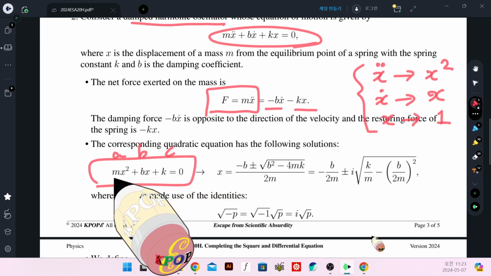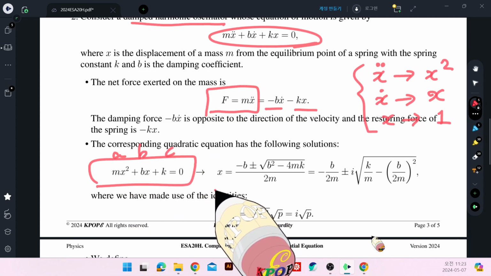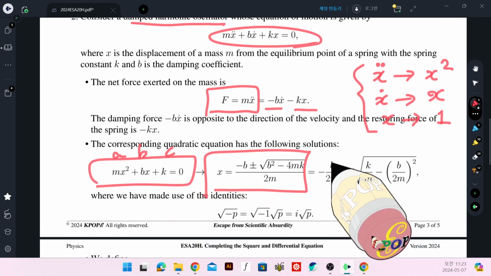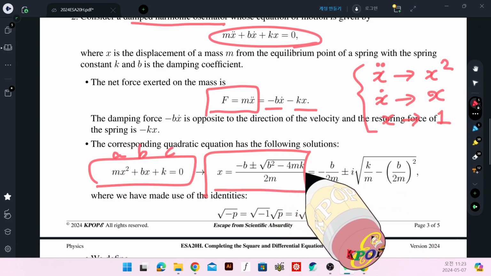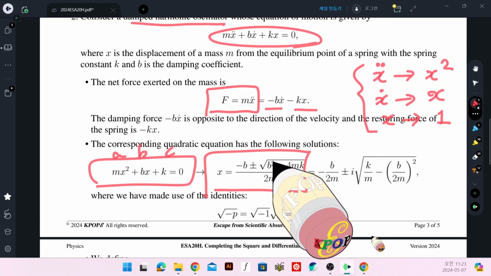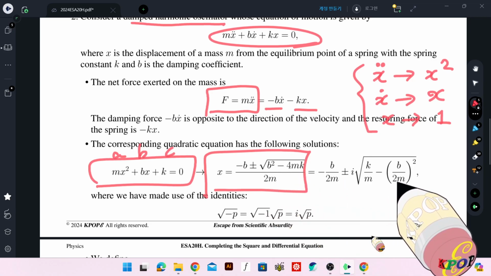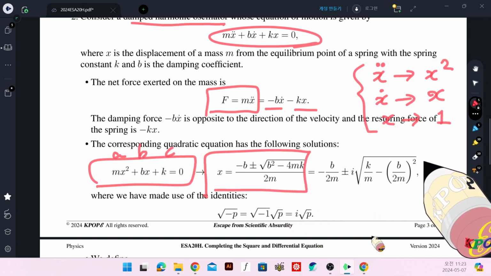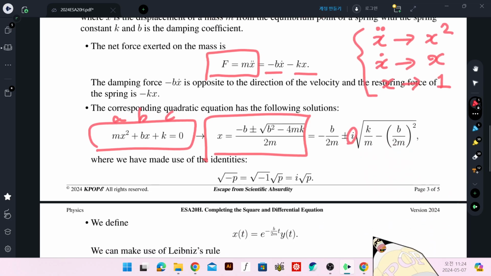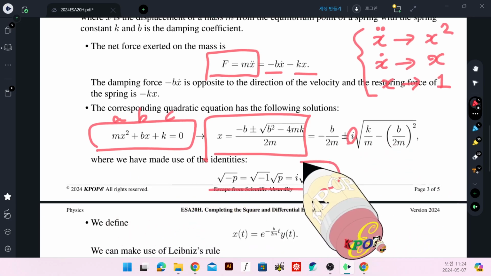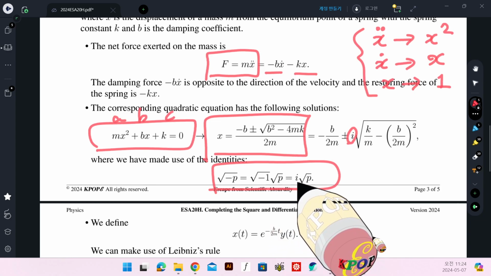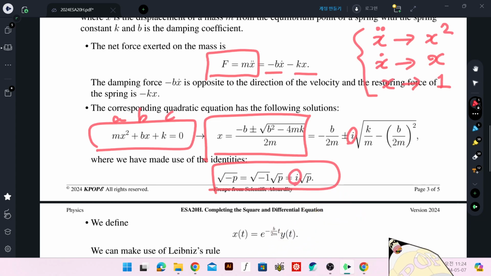So after the replacements, we find that the solution for x in this corresponding quadratic equation is minus b over 2m plus or minus, I have replaced the sign inside the square root. This b squared was a plus b squared in here, but it is now minus b squared. Therefore, I have to consider i, where we have made use of the identities: square root of minus p is square root of minus 1 times square root of p, and square root of minus 1 is the pure imaginary number i.